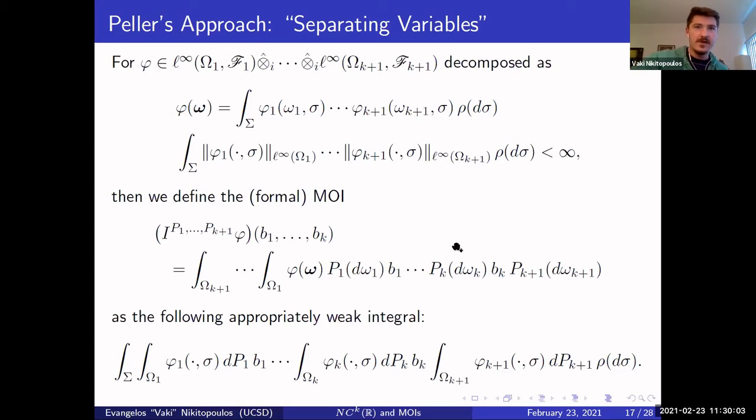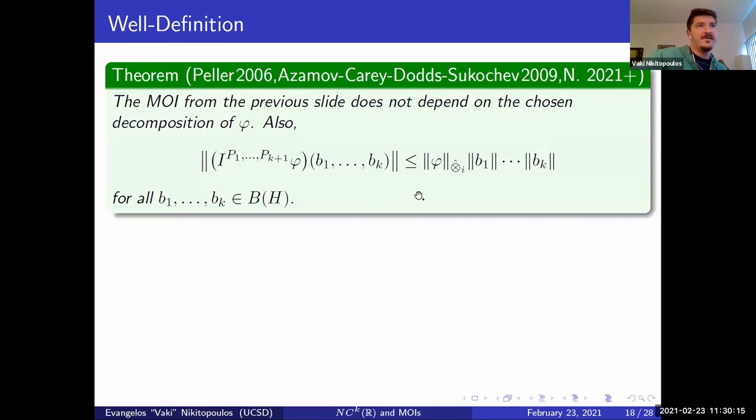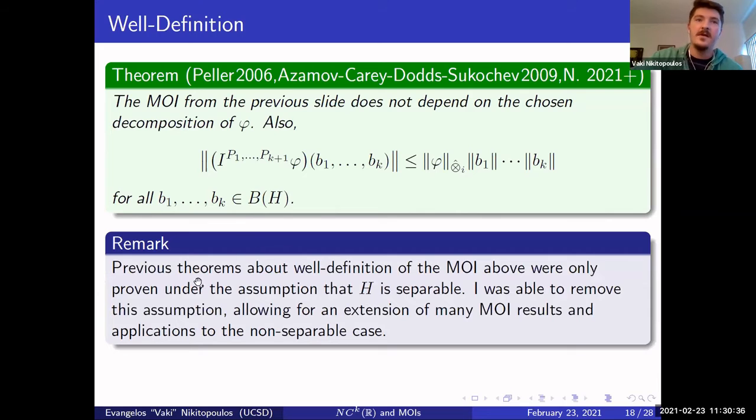So this is all well and good, but aside from making sense of this integral, it seems that this approach depends heavily on the chosen decomposition. In fact, theorem, it does not. So the MOI from the previous slide does not depend on the chosen decomposition of phi. Also, this operator integral satisfies the operator norm estimate in terms of that integral projective tensor norm of phi for all the input operators.